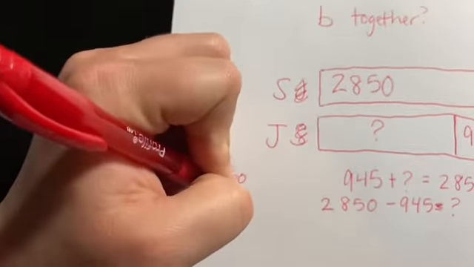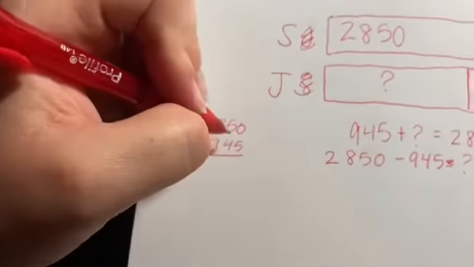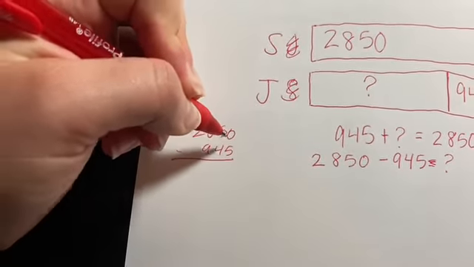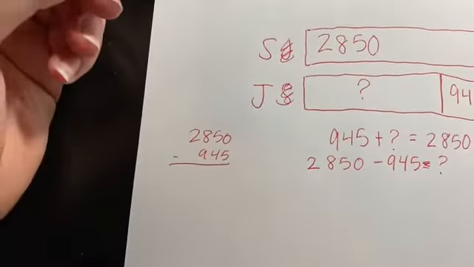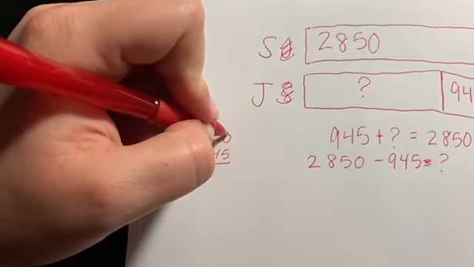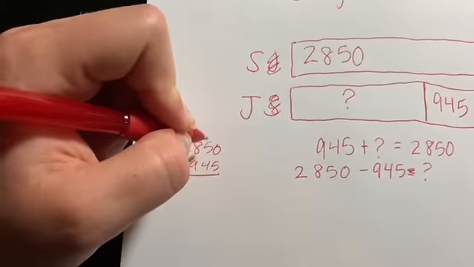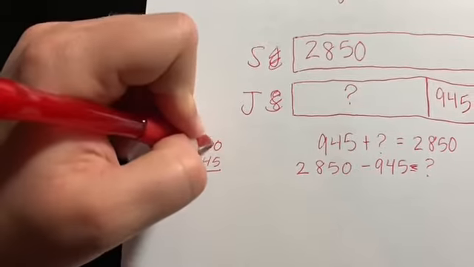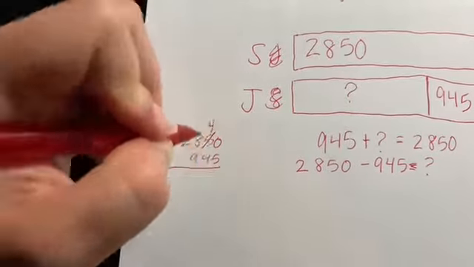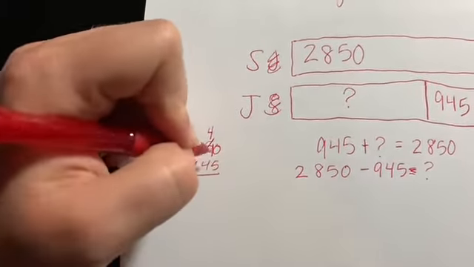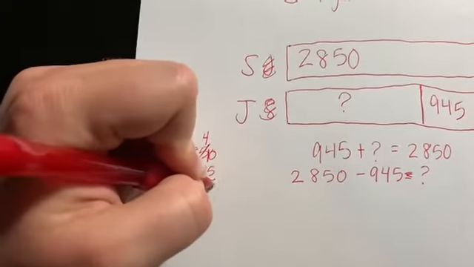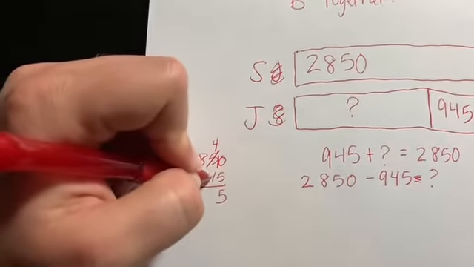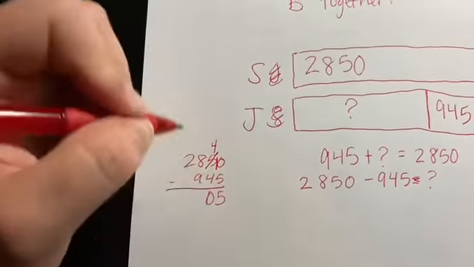So here we go, let's subtract. 2,850 minus 945. Now we have a 0 in the ones place up here and 5 in the ones place down here. So we need to make a trade and say, hey tens, we need a 10, and they'll say, okay. So the tens give us a 10. Now we have 10 ones because we made a trade. So 10 ones minus 5 ones is 5. 4 tens minus 4 tens, there's no more tens.